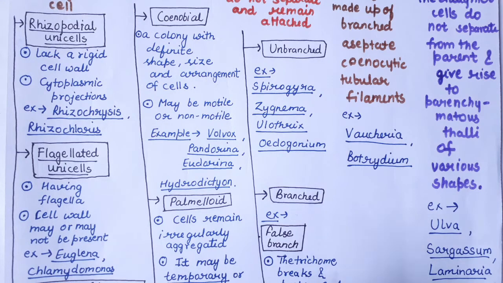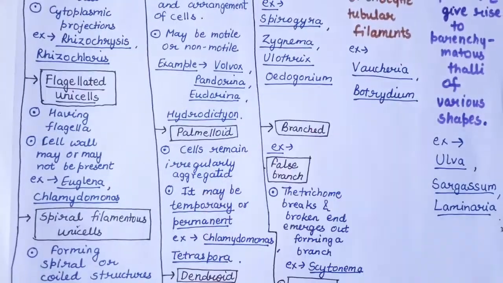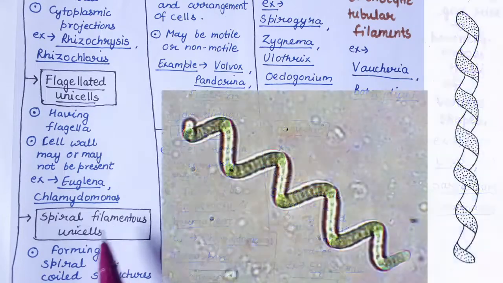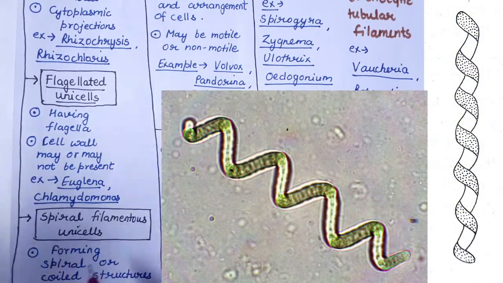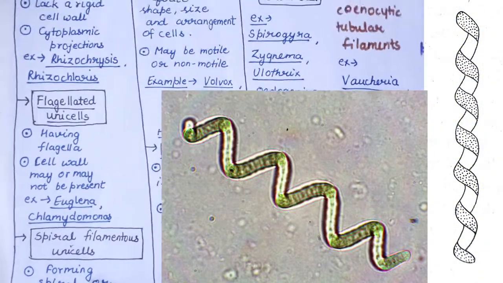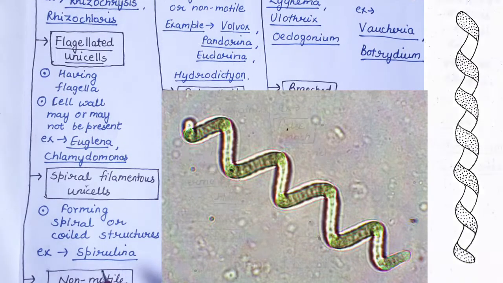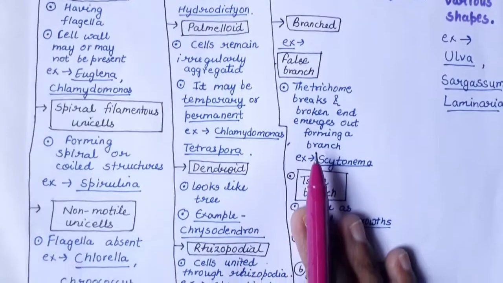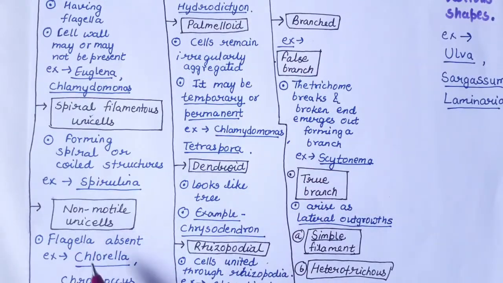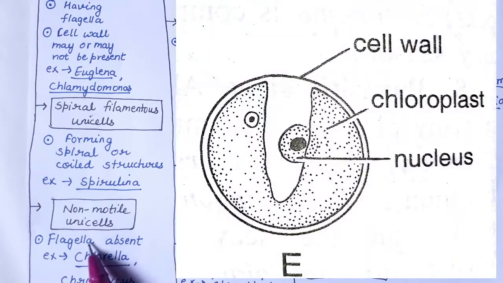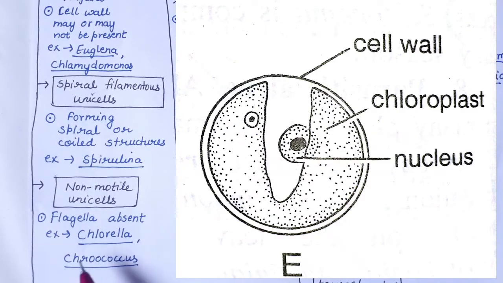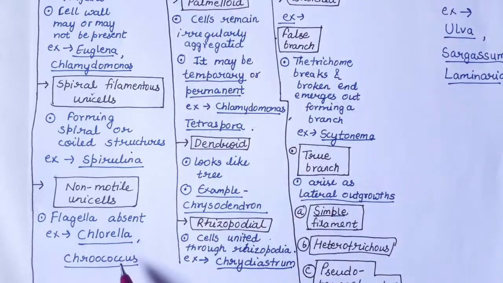They have flagella. Now coming to spiral filamentous unicells. They form spiral or coiled structures. Example here is Spirulina. The next category here is non-motile unicells. In this case, the flagella are absent because they are non-motile. Examples here are Chlorella and Chroococcus.